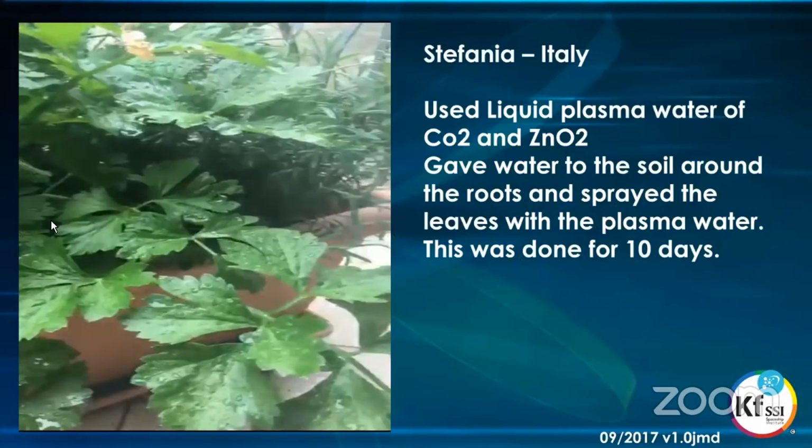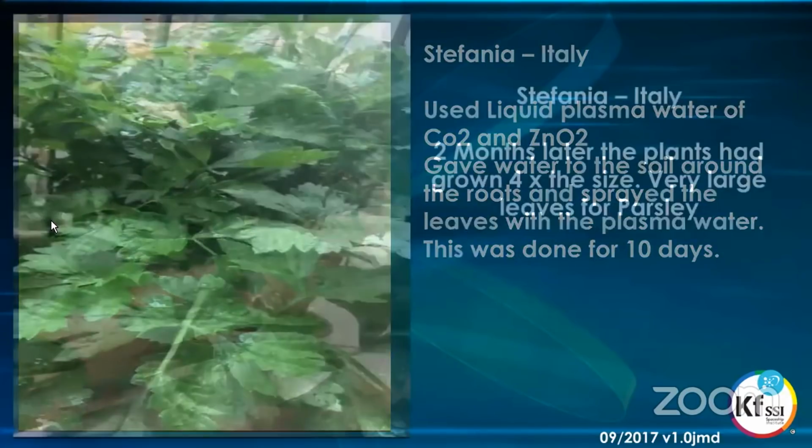Stefania grew parsley using liquid plasma water of CO2 and zinc oxide. She gave water to the soil around the roots and sprayed the leaves with the plasma water. And this was done for 10 days. And then after 10 days, she left.